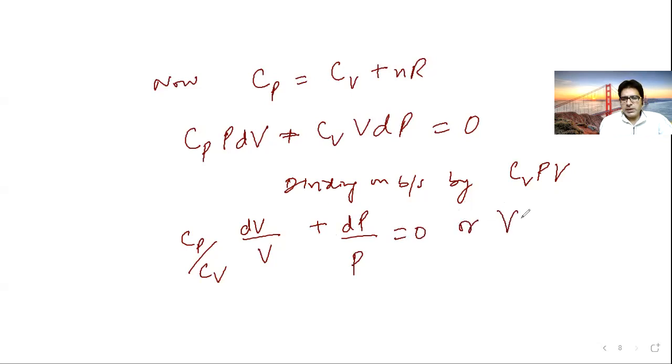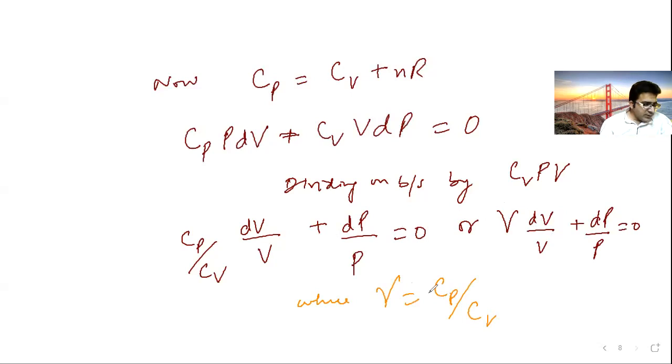Or I write gamma dV by V plus dP by P is 0, where gamma is denoting Cp by Cv, the ratio of heat capacities, right? What I have done, I have divided here by Cv PV. So here P will go, Cp by Cv will remain, and dV by V will remain. Right hand side will be 0. Cv and V will cancel, dP by P will remain. Then I replace Cp by Cv by gamma. So my relation is gamma dV by V plus dP by P is 0, right? Then what I do, I integrate this equation.